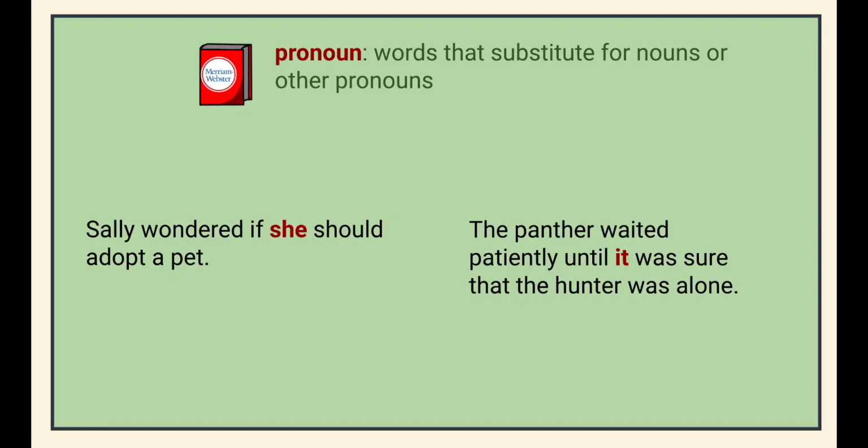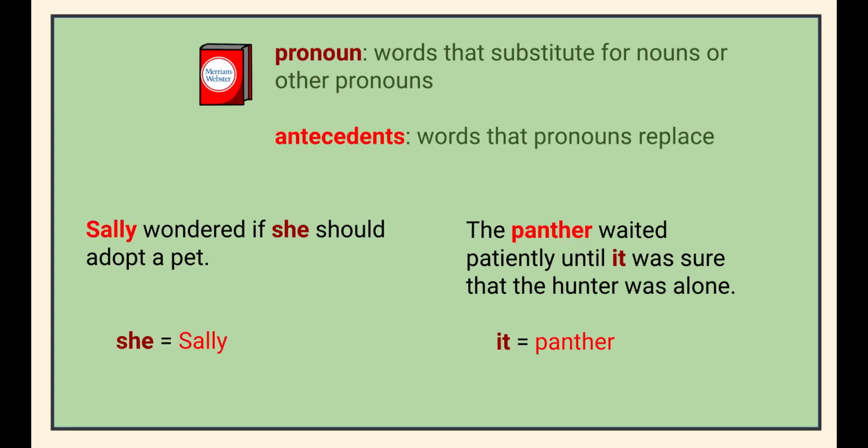Sally wondered if she should adopt a pet. The panther waited patiently until it was sure that the hunter was alone. In both of these sentences, the pronouns she and it replace nouns that come earlier in the sentences. She replaces the noun Sally, which is its antecedent, and it replaces the noun panther.